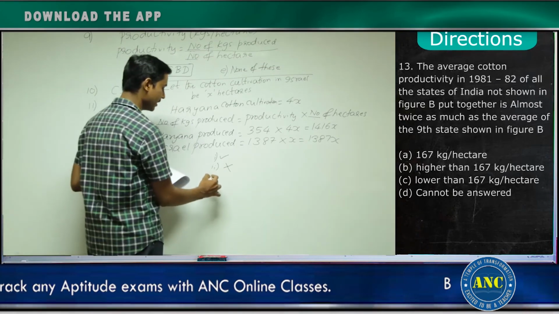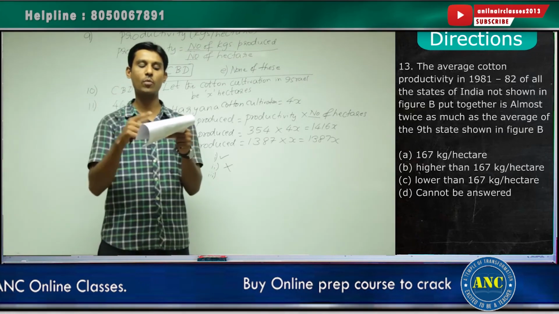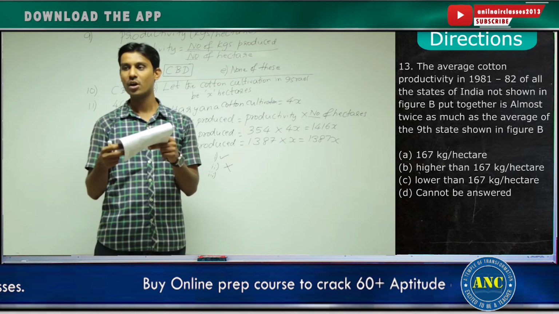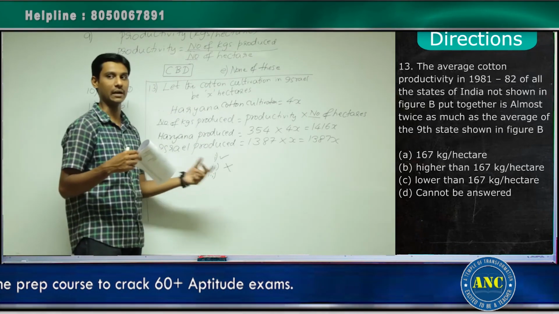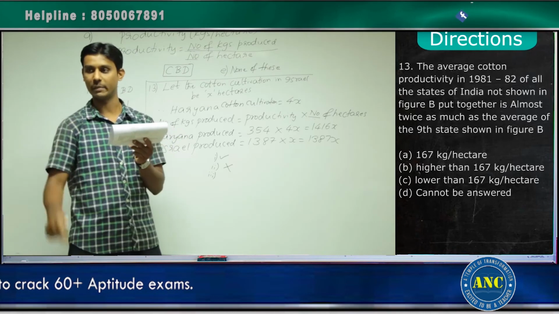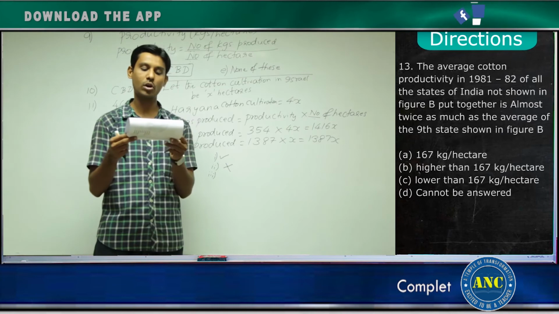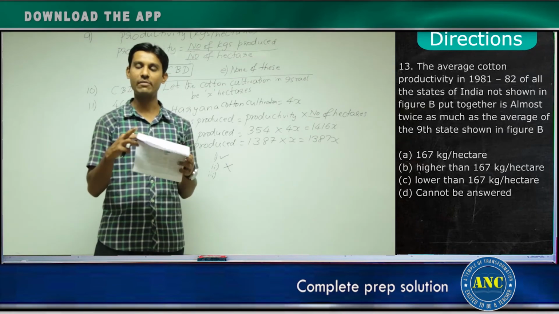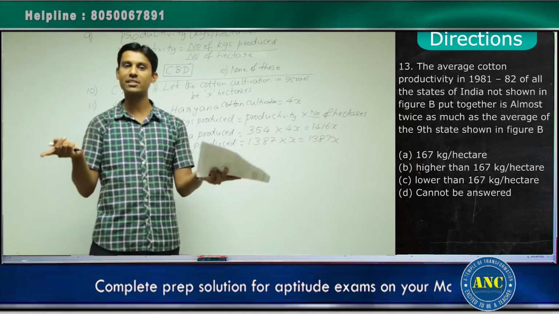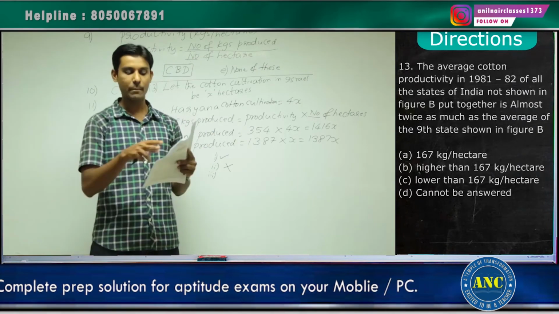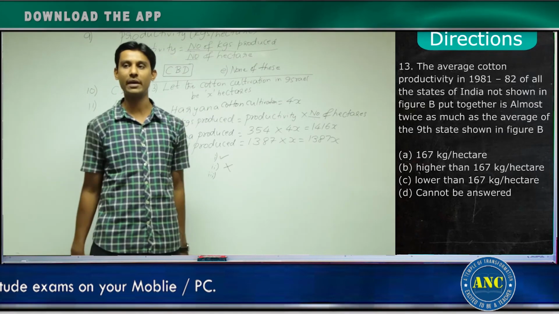Third statement. Please see the third statement. The third statement says India produced more cotton than Israel in 81-82. Some students will make a mistake again saying it is an incorrect statement, but actually it is a true statement. Why? Because some students will think we don't have the complete information about India. India is a combination of so many states, but there are only 9 or 10 states given in the graph. We don't have the information about the remaining states.